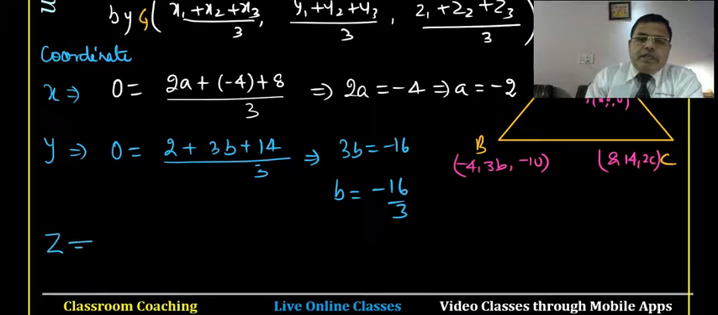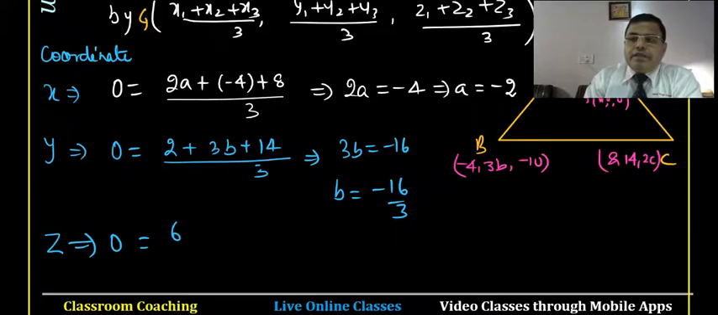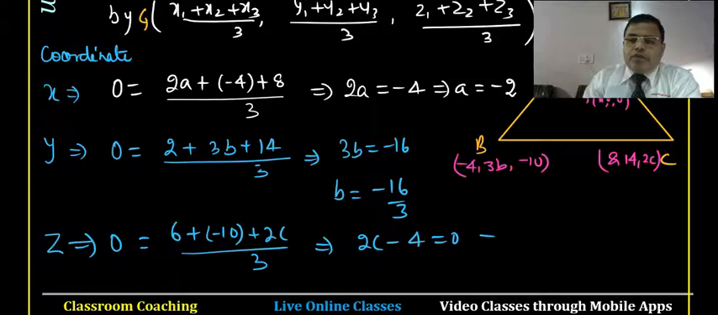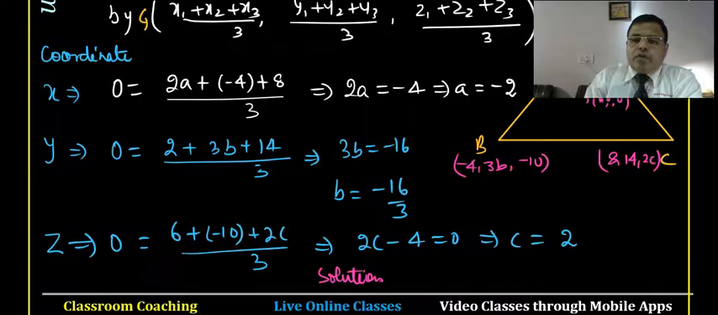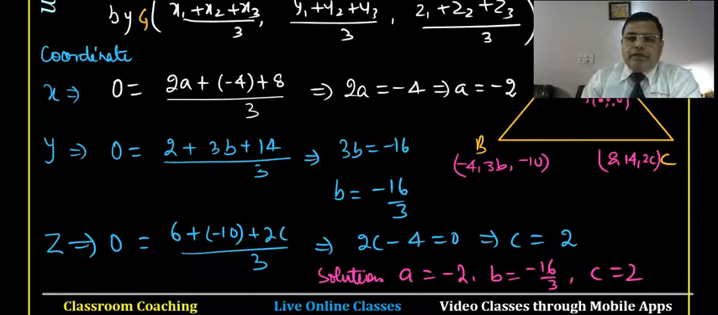And the z coordinate is given by 0 is equal to, what is that? That is (6 plus minus 10 plus 2c)/3. That is 2c minus 4 is equal to 0 and c is equal to 2. So therefore, solution: a is minus 2, b is minus 16 by 3 and c is 2. That will be the answer. I hope you got it.